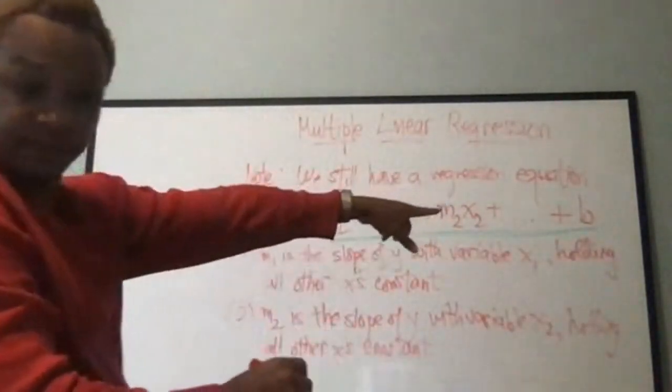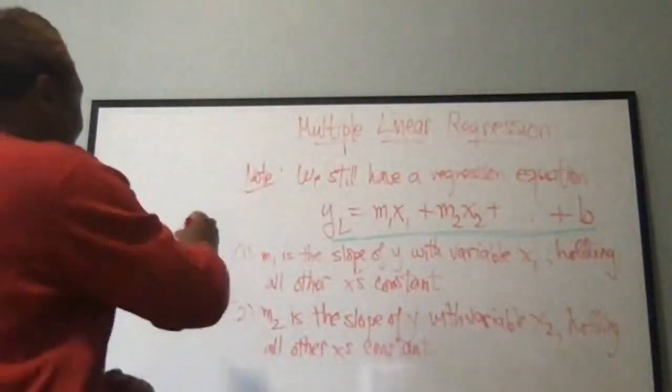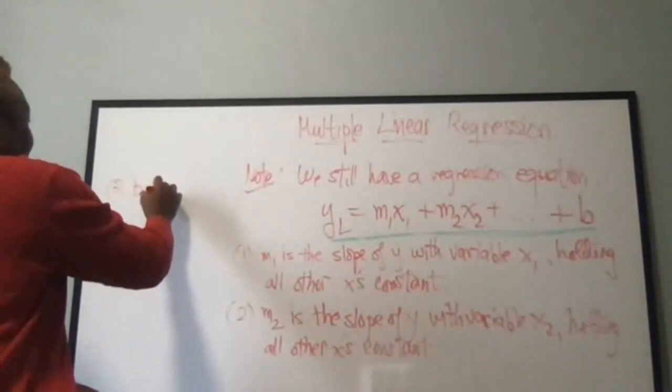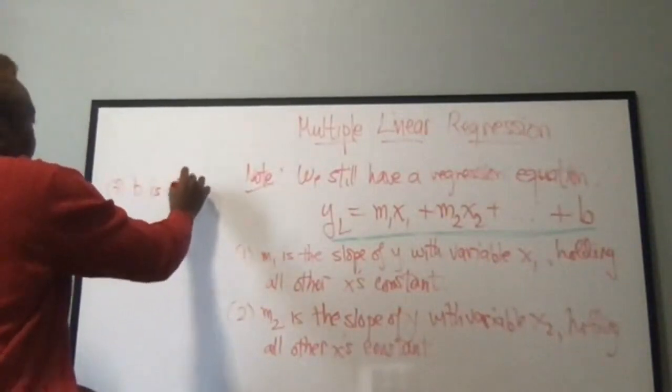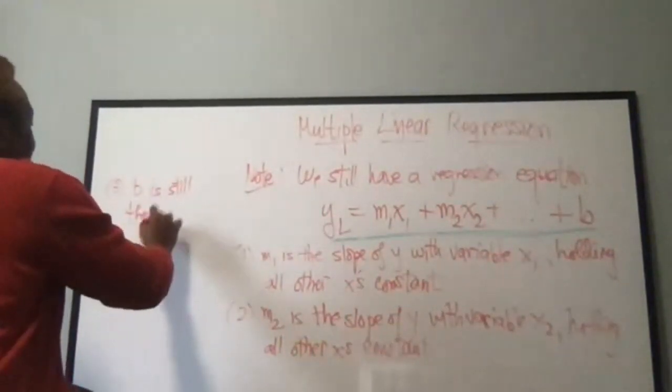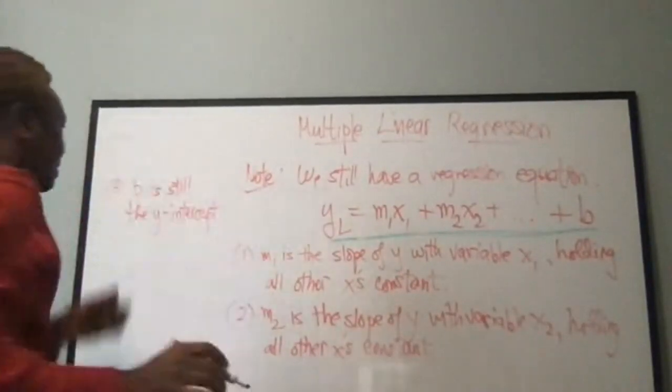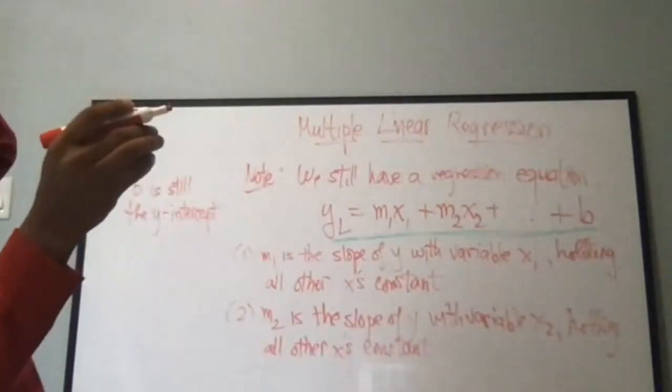Now this b here, let's write down the definition for b. So I'm going to say number 3 here. B is still the y-intercept. B is still the y-intercept. Okay?